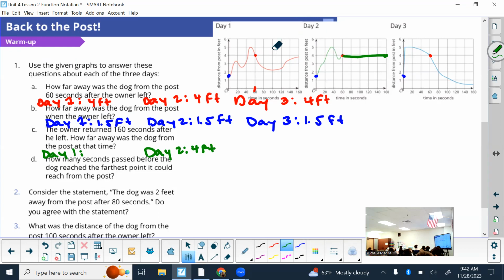Approximately. About 3.8. So you have to estimate that one. It's not exactly at a nice point, but here's the 160 seconds mark. See where it touches on the line. Look at your y-axis for reference. It's between the 3 and the 4, a little closer to the 4. So I think 3.8 is a good estimate.